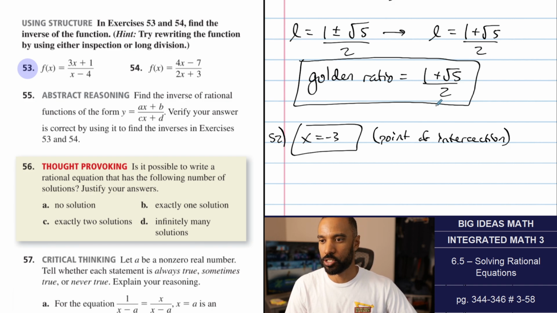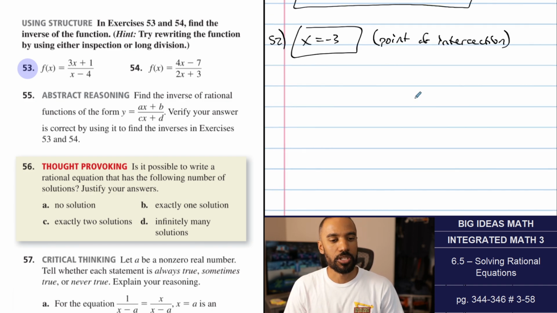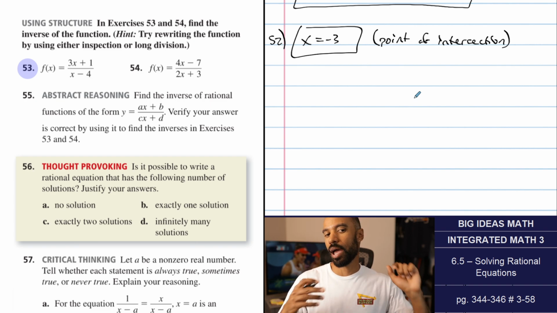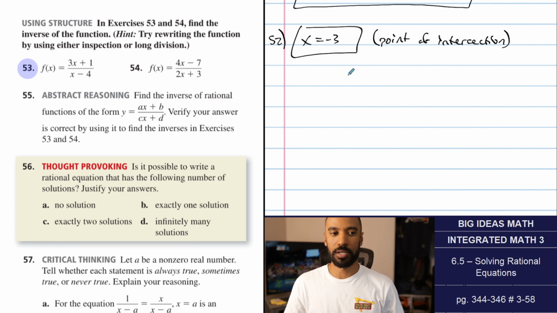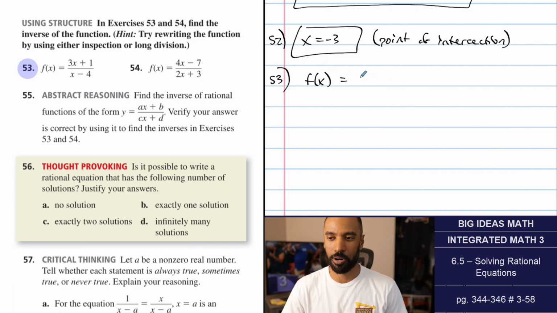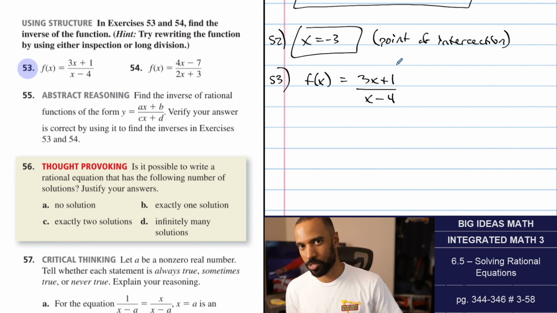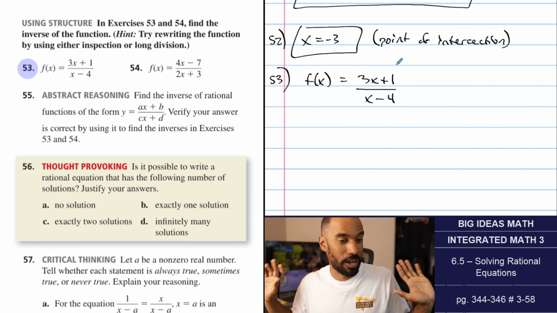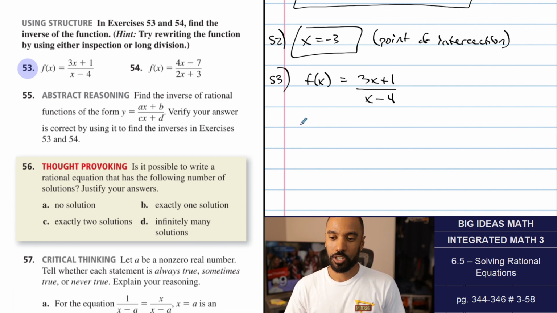Numbers 53 and 54 say, find the inverse of the function. These are the kinds of questions I was bringing up from the examples. Find the inverse of the function. Hint, try rewriting the function by either using inspection or long division. Okay, I don't plan on using inspection. It's not terrible. It's just I did more on the long division front, but even I don't do that personally. I'll do it from what they're stating. You know what? We'll use long division once. I'll not even use synthetic division. I'll do what they say here. I'll use long division once, and I'll use inspection once. So, first of all, long division.